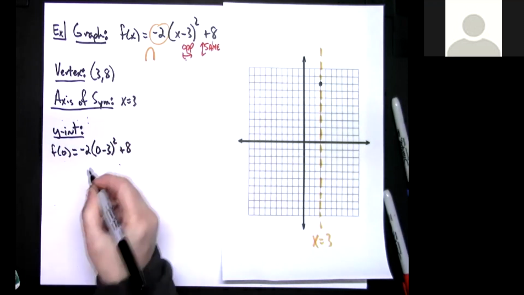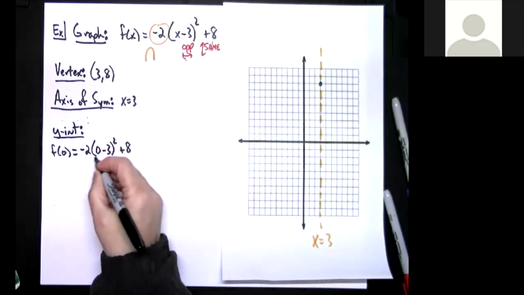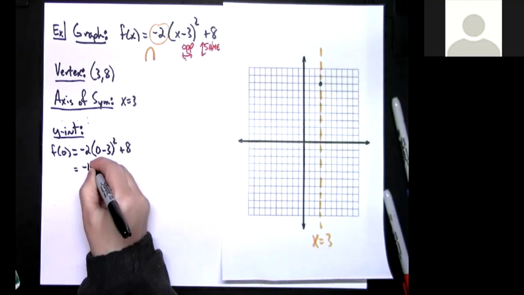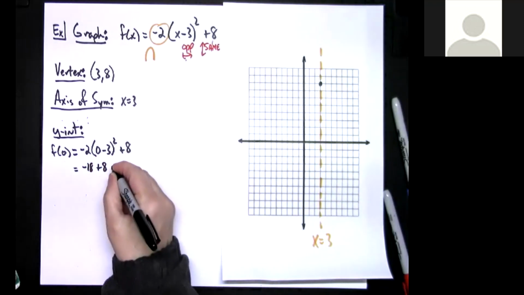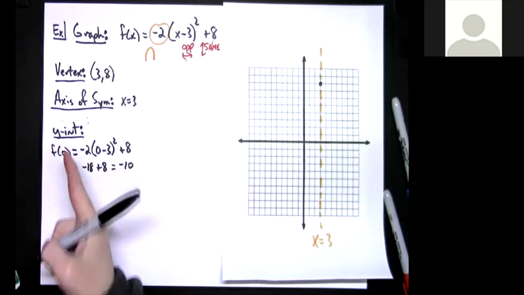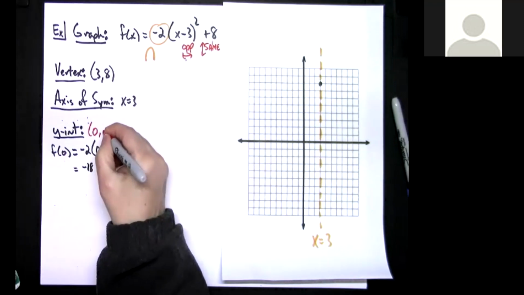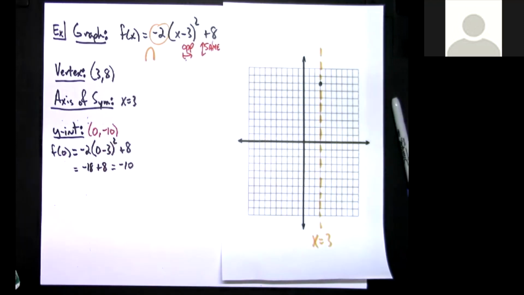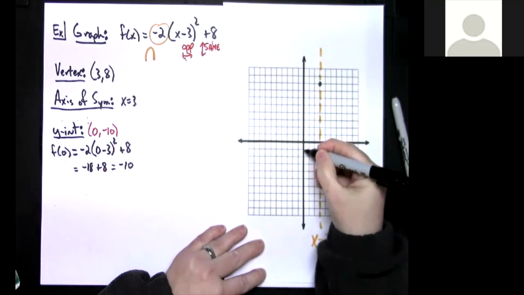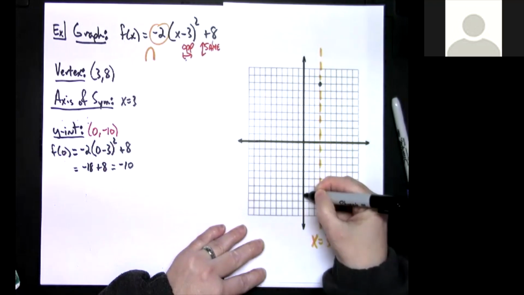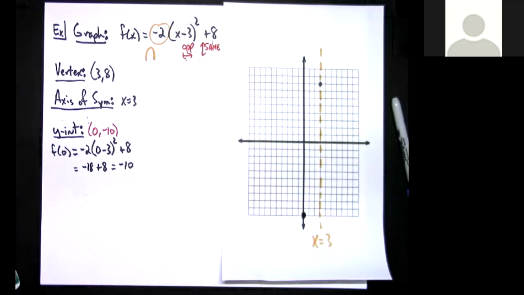Just a little bit of arithmetic here. This will be a -3. -3 squared is 9. 9 times that -2 is -18. Plus the 8, that's going to give me a -10. So then my y-intercept is (0, -10). Let's go ahead and put that on there. 1, 2, 3, 4, 5, 6, 7, 8, 9, 10. Good, my graph paper just fits. So right there's my y-intercept.